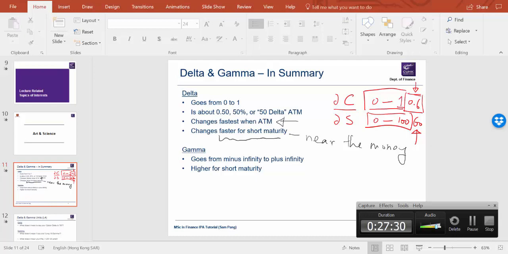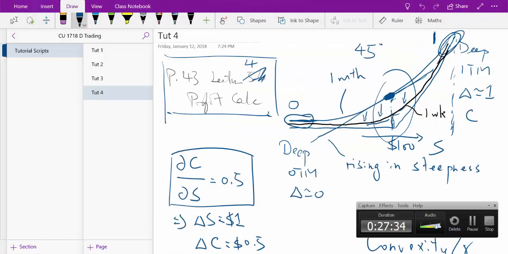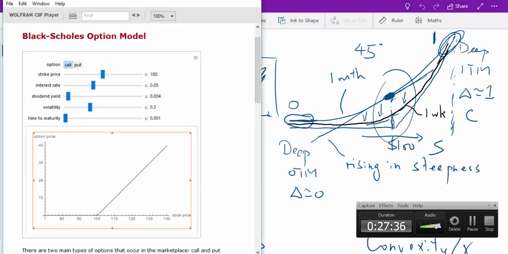Does anyone know when that happens? When it's flipping from 0 to 1, back to 0 to 1 to 0 to 1. And it's very, very hard to manage for traders. There is a term for that risk. Does anyone know what that term is? Yeah. Very good.